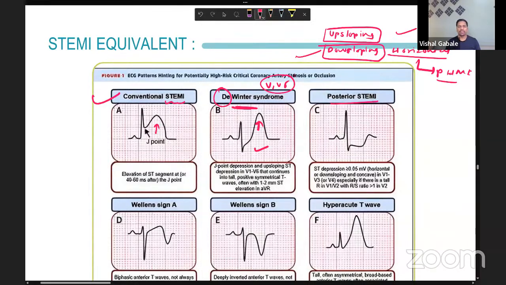Then we saw horizontal ST depression. It looks like ST depression, but it needs to be treated as a STEMI, and that's why it's a STEMI equivalent. Got it? So posterior wall MI is a STEMI equivalent, no doubt about that. Till now we saw De Winter's T wave and posterior wall MI.